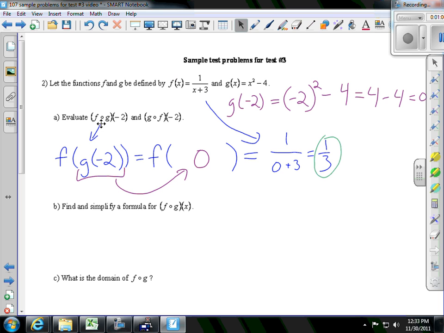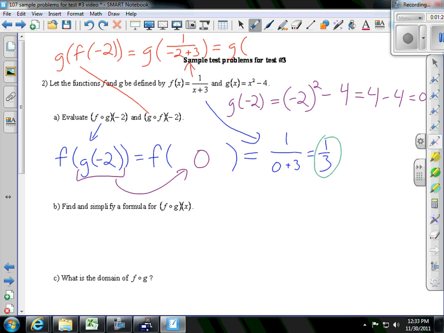And then go in the other direction, more of the same. I'll do this one here. G of f of negative 2. So we need to find f of negative 2. We do that by plugging negative 2 in for the x here. 1 over negative 2 plus 3. We'll clean this up before we apply g. That's really 1 over 1. So I'm really asked to find g of 1. And g of 1 we find with the other function, 1 squared minus 4, 1 minus 4, or negative 3.